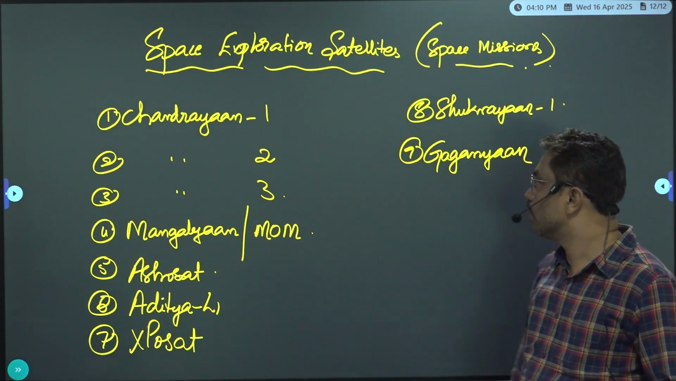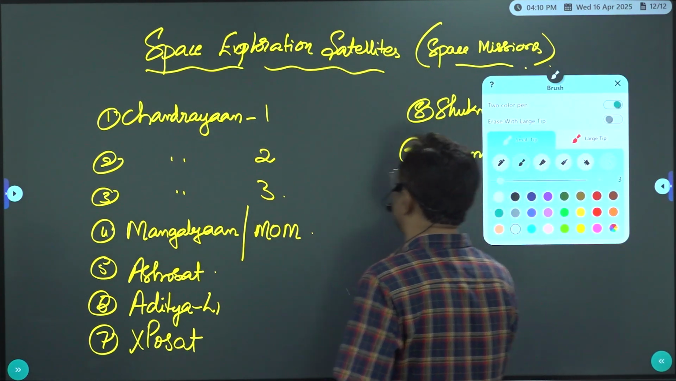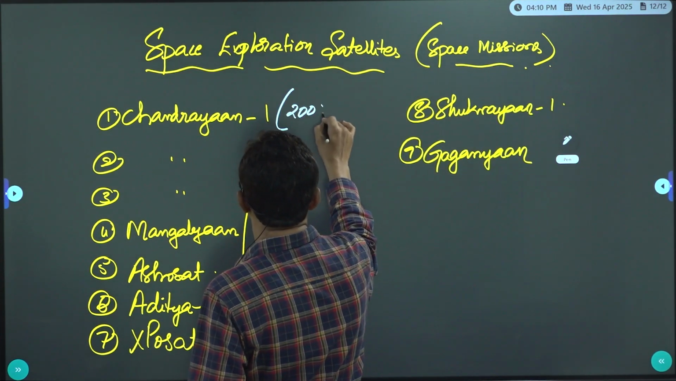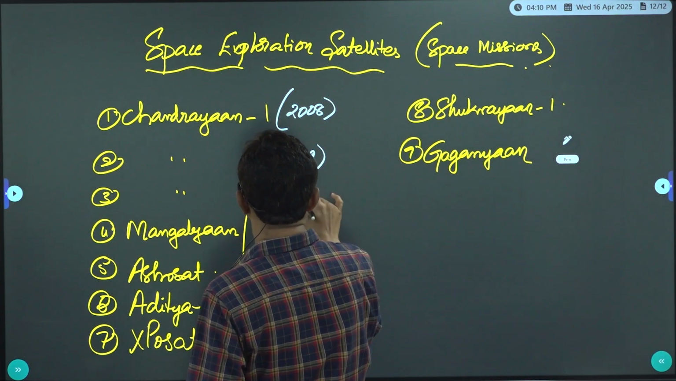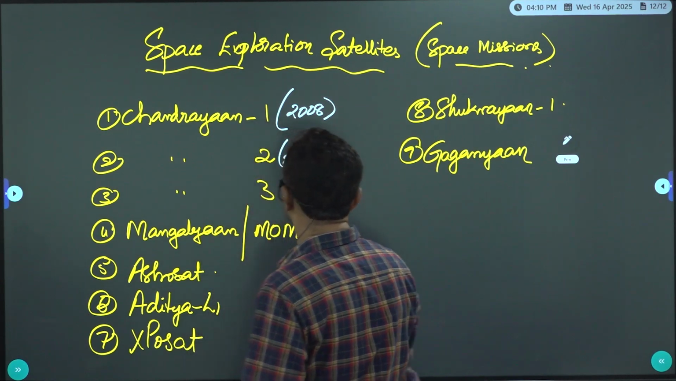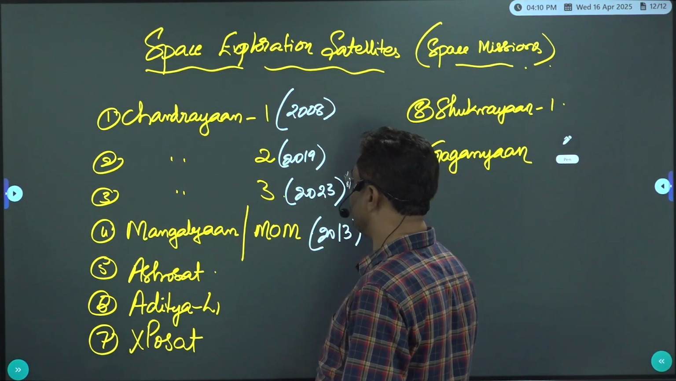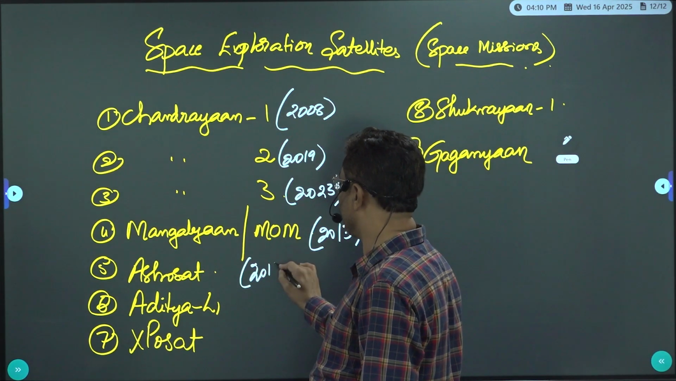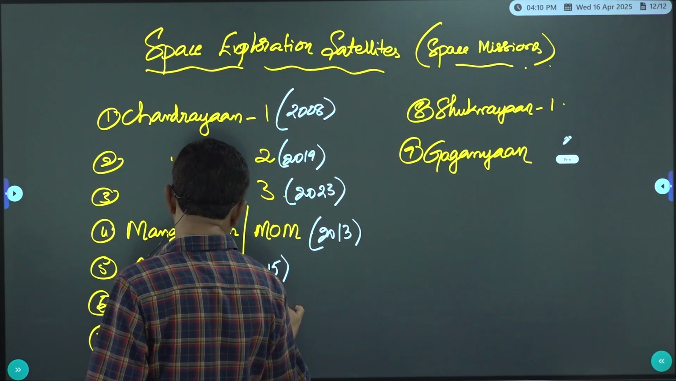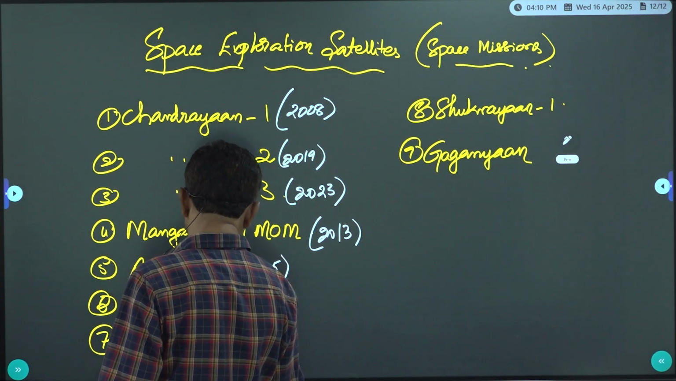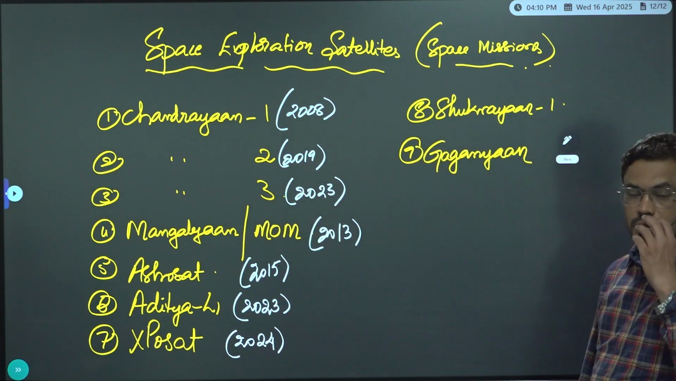So Chandrayaan 1 was launched in the year 2008, Chandrayaan 2 in 2019, Chandrayaan 3 in 2023, Mangalyaan in 2013, Astrosat in 2015, then Aditya L1 in 2023, XPoSat in 2024, and Shukrayaan 1 and Gaganyaan. These are the planned missions.